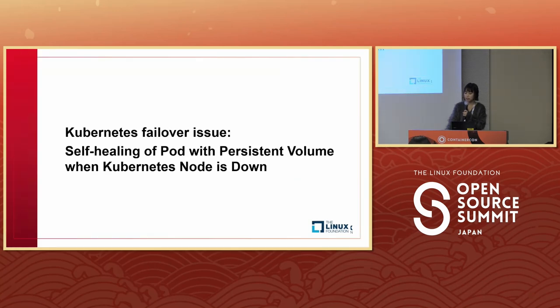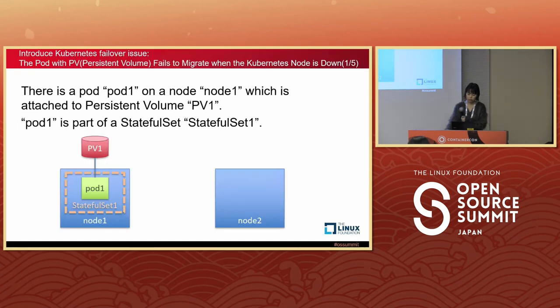Next, I'd like to talk about the Kubernetes failover issue. A pod with a persistent volume fails to migrate when the Kubernetes node is down. There is a pod named pod 1 on node 1, which is attached to persistent volume PV1. And also pod 1 is part of a StatefulSet, StatefulSet 1.